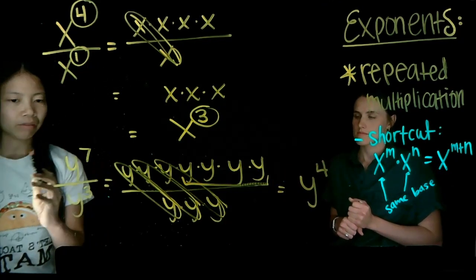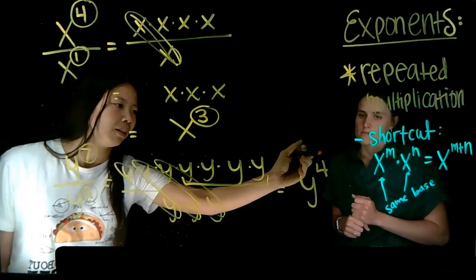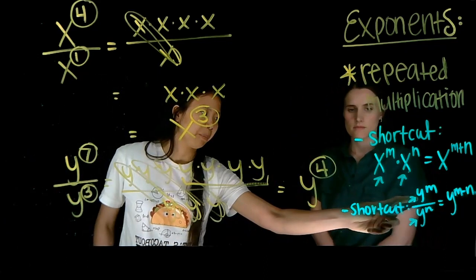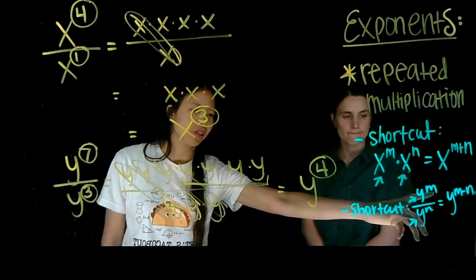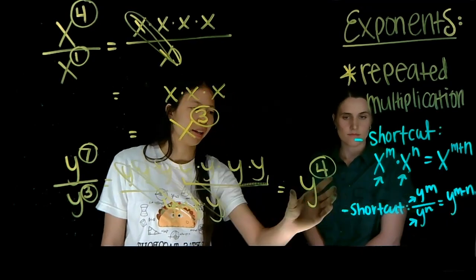Notice again, we had originally an exponent of 7 and then an exponent of 3. And when we simplified it, we ended up with 4. Our shortcut for this is when our bases are the same and they're being divided, I can just take my top exponent and minus my bottom exponent, and that will be my simplified exponent.